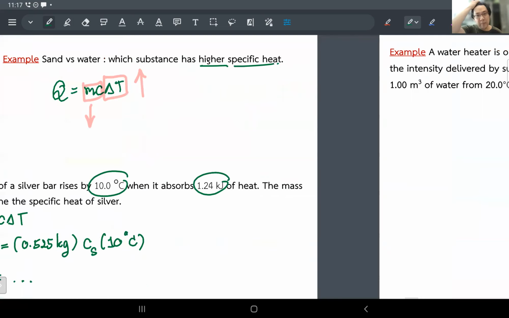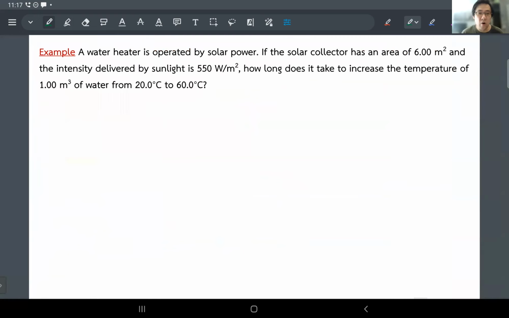Now, let's try something a little more practical, more connected to a real world scenario. Say you have a water heater operated by solar power. The solar collector has an area of 6 square meters and the intensity delivered by sunlight is 550 watts per square meter. This is pretty much an actual scenario, as people are starting to install solar panels on their roofs. How long does it take to increase the temperature of a cubic meter of water from 20 to 60 degrees Celsius, guys? What do you think?